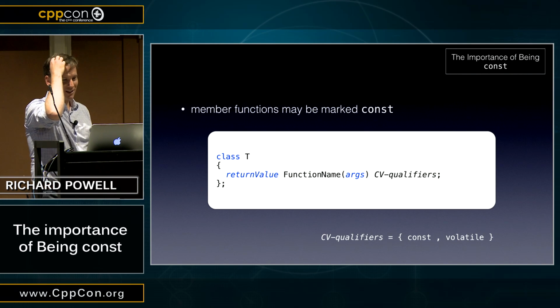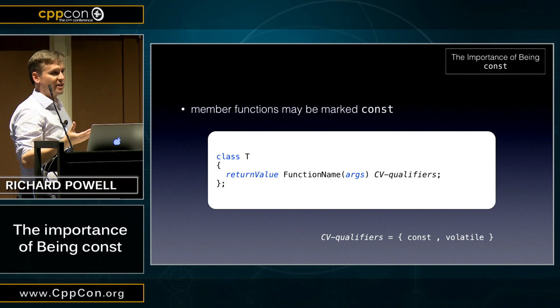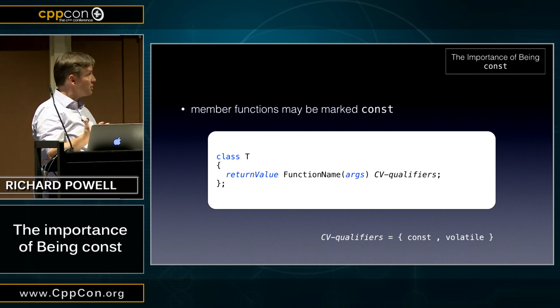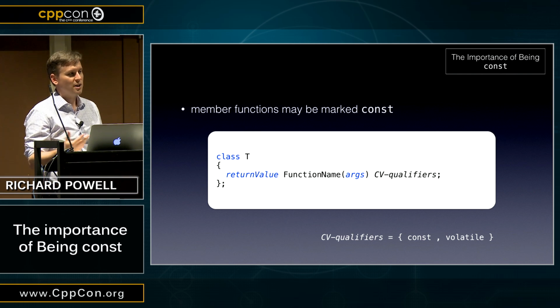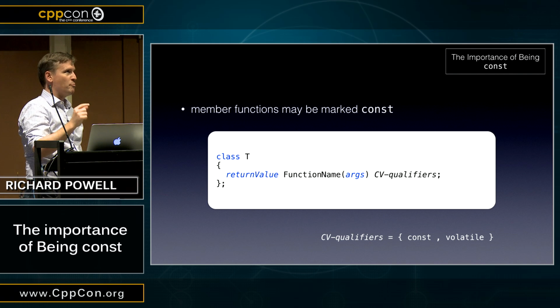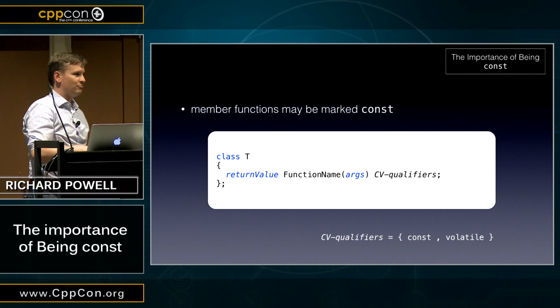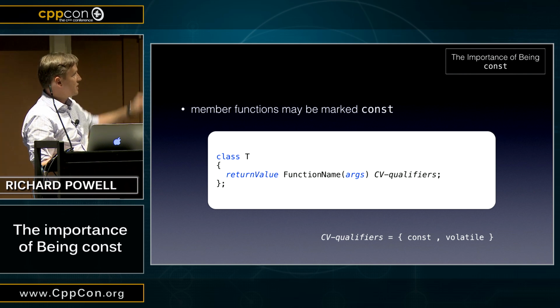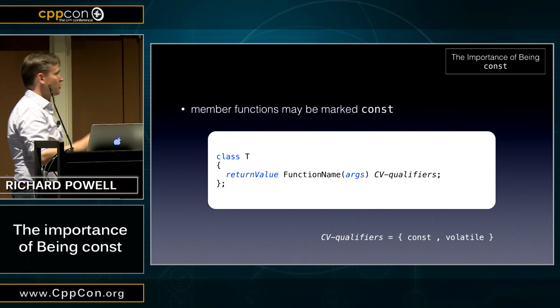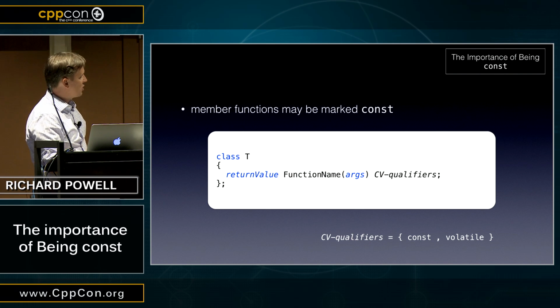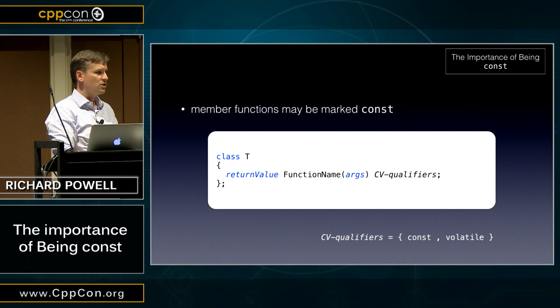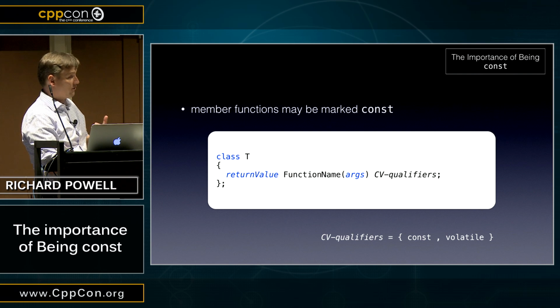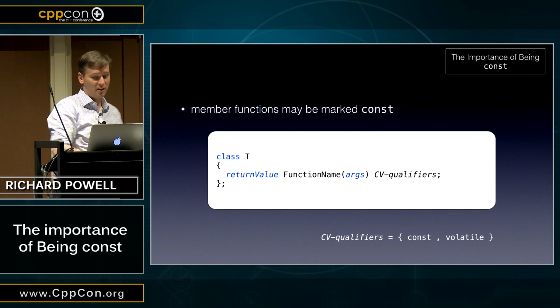Okay, moving on. So these were a bunch of objects I marked const. It is possible in C++ to mark functions as const. Member functions may be marked const. Sorry, I'll state that again. Member functions may be marked const. Regular functions cannot be marked const. So if you take a look at the syntax for a member function, it has a return value, a function name, any number of arguments, and at the end CV qualifiers. I didn't put it in, but there are also ref qualifiers, but that's for another talk.